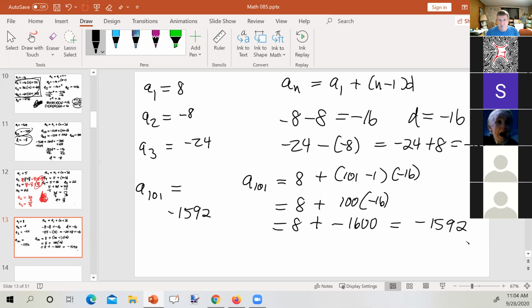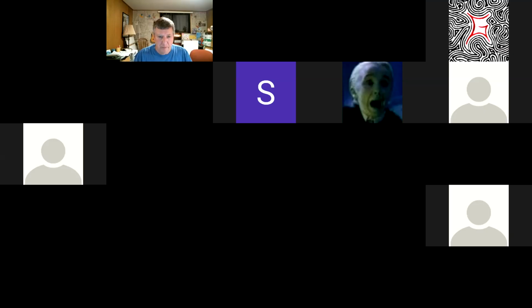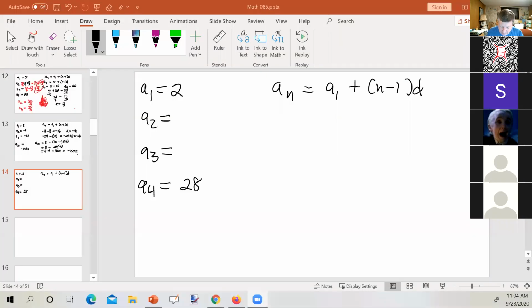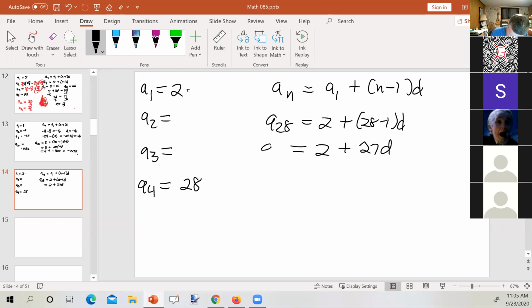Okay, we're going to look at number 12, which says, find two arithmetic means between 2 and 28. So, going back and looking at our screen, we have a sub n equals a sub 1 plus n minus 1 times d. We need to find two arithmetic means in between. So the first term is 2, the fourth term is 28. We've got two means in the middle. A sub 28 is a sub 1 plus 28 minus 1 times d, which is 2 plus 27 times d. And we also know that a sub 28 equals, oh, excuse me, a sub 4.